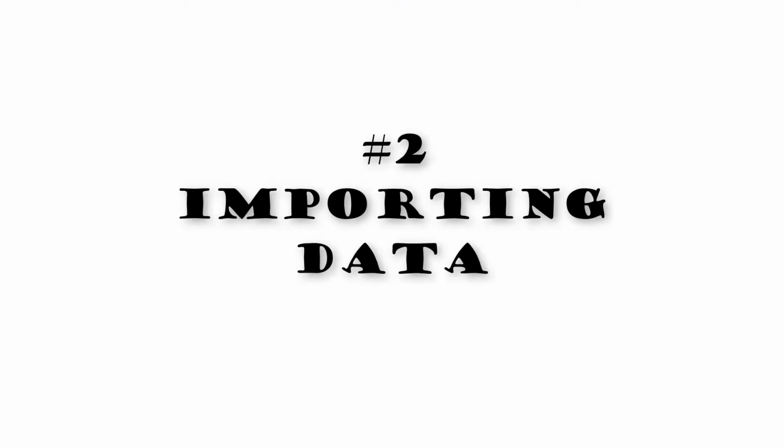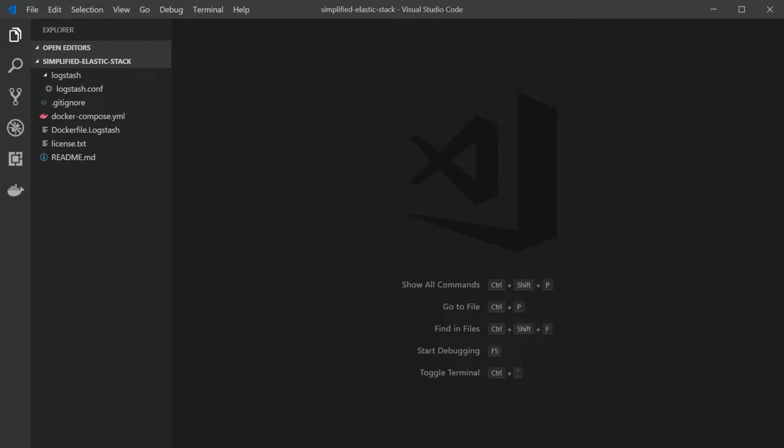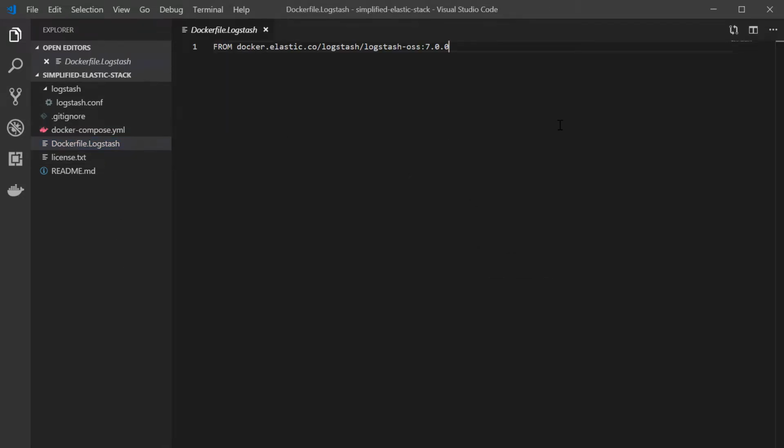Step 2 is importing data. Now we're going to use Logstash to import the data. Remember I mentioned earlier that it uses a plugin based architecture to do that, and it's basically got configurable inputs and outputs. So what we're going to do is configure an RSS input for the data coming in and an Elasticsearch output in order to get the data into Elasticsearch.